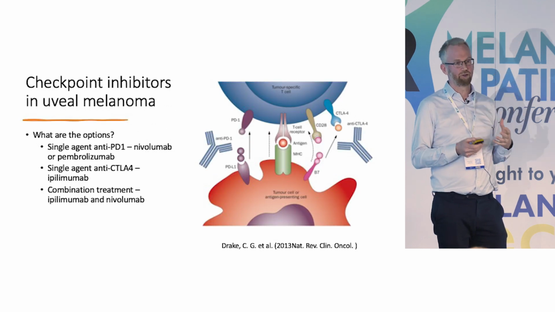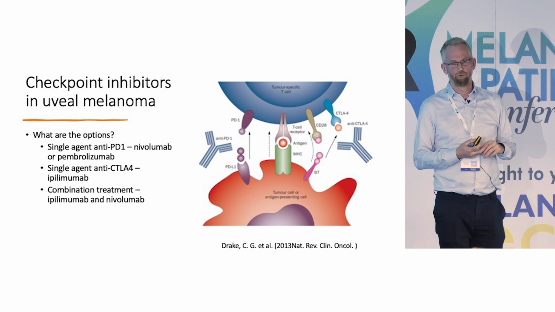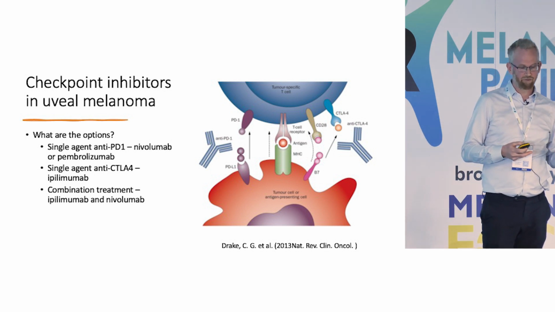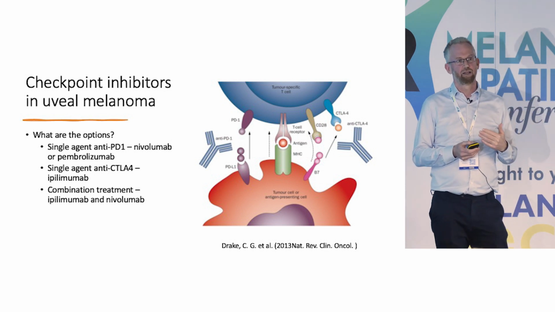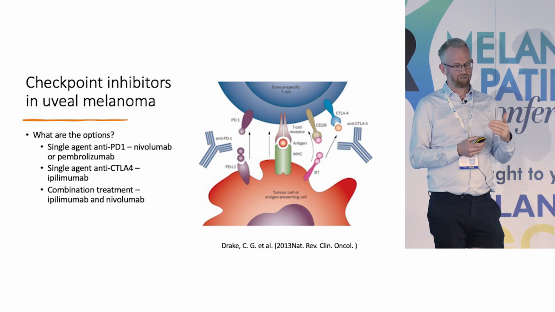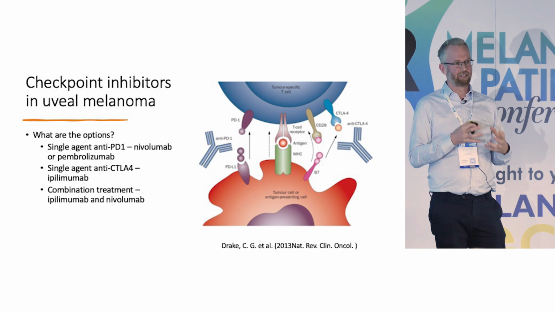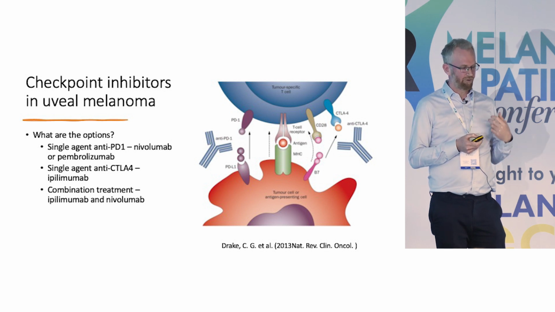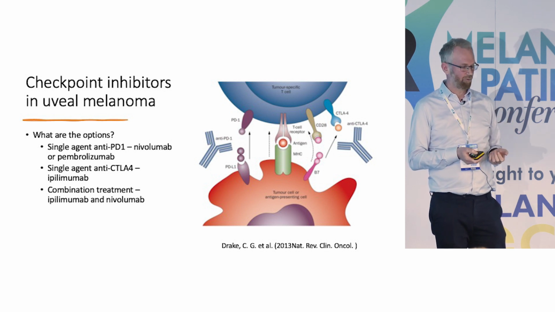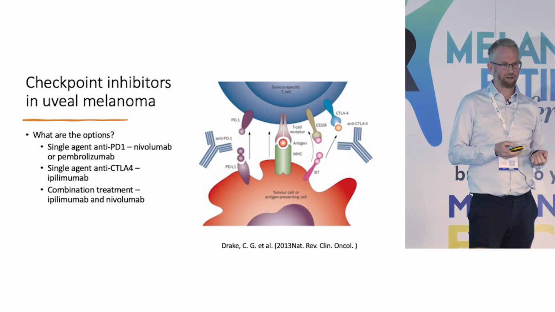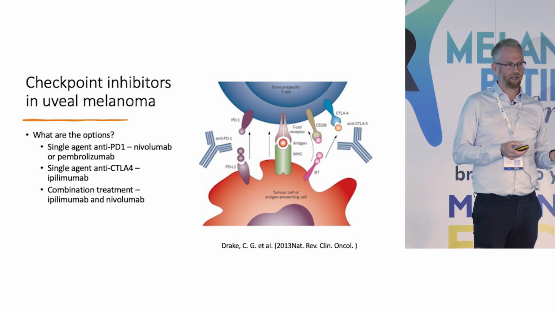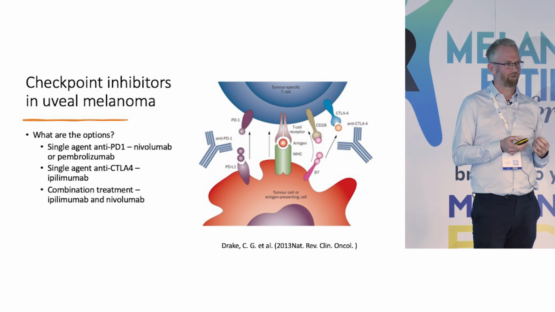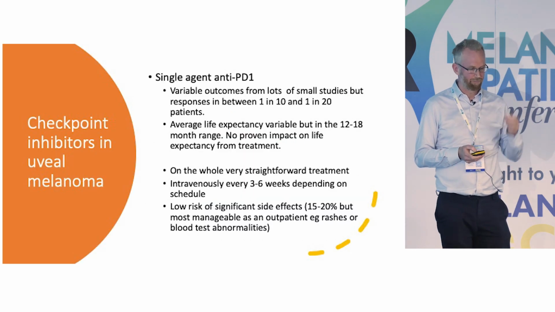We all know what the immune checkpoint inhibitors are in this room, and Sarah's already mentioned them. These are inhibitors that remove a negative signal and thus stimulate the immune recognition of the cancer. The single agents include anti-PD-1, nivolumab and pembrolizumab, as well as ipilimumab, which is anti-CTLA-4, a slightly different mechanism of action, and of course the combination.